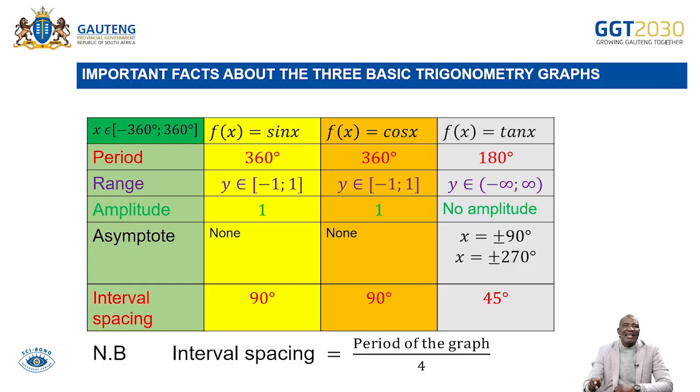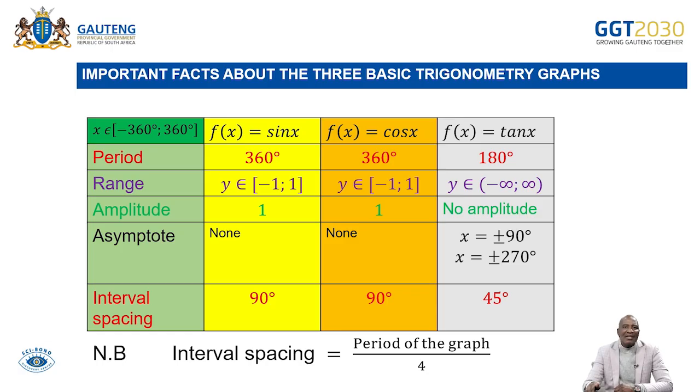In the interval x element of negative 360 to 360, our period for the sine graph is 360, same as the cosine, whereas the one for tangent is 180 degrees. Our range for the first 2 graphs is the same. It's from -1 to 1 inclusively, starting exactly at -1 and stopping exactly at 1. Whereas for the tangent, remember we said it's running from negative infinity up to positive infinity. That is the range. Then the amplitude for the sine is 1, for the cosine is 1, and for the tangent there is no amplitude.